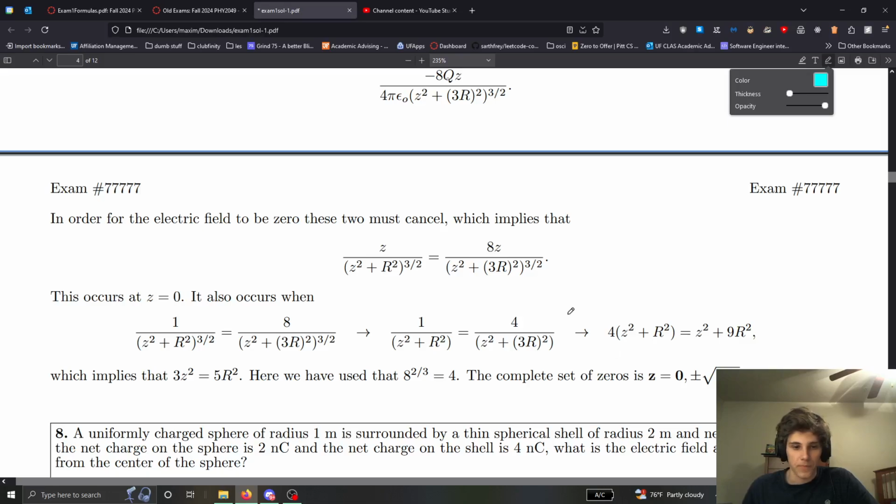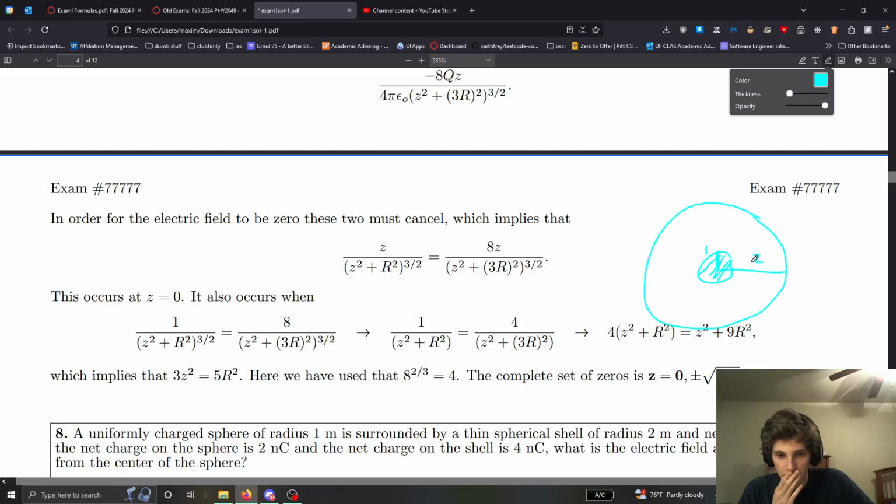Okay, a sphere, a uniformly charged sphere of radius 1, is surrounded by a shell of radius 2. So not to scale, we have 1 and we have 2. If the net charge on the sphere is 2 and the net charge of the shell is 4, what is the electric field at a distance of 1.5 meters from the center of the sphere? 1.5 meters is like here.